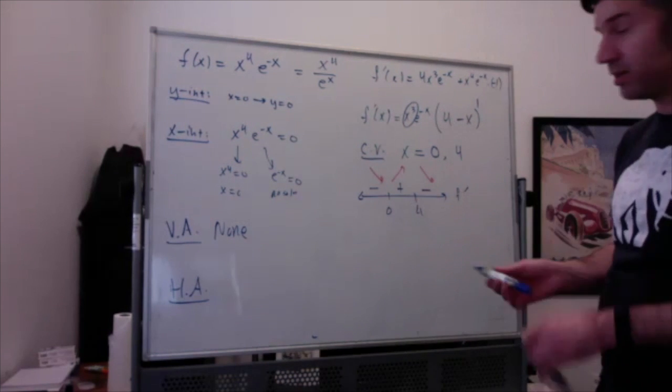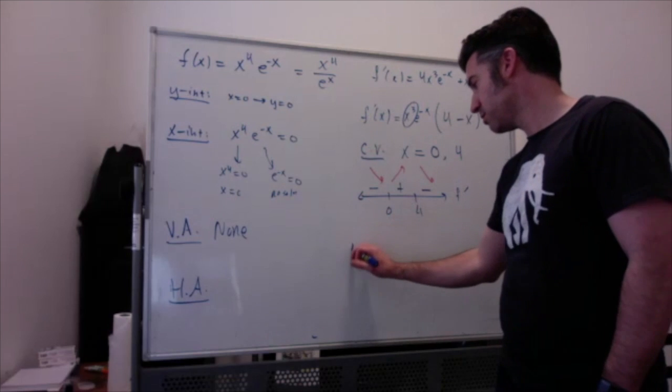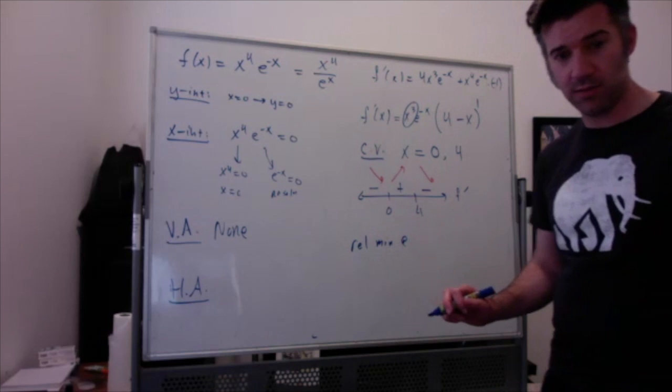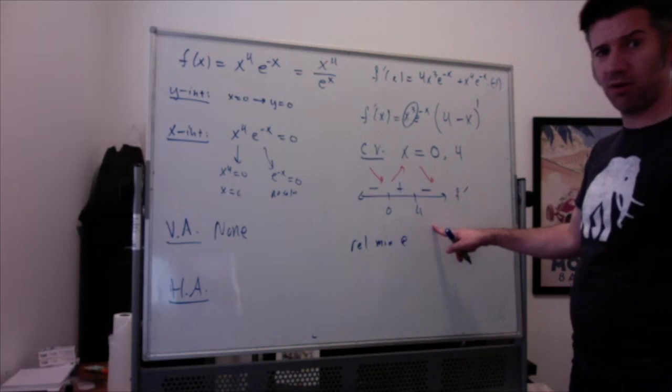So we have a relative minimum at what point? 0 or 4?